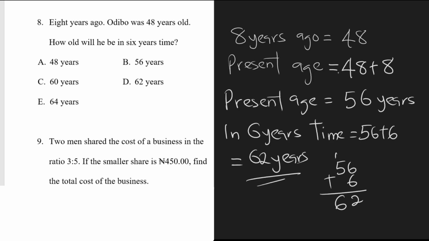So let's check our options. For my option, the answer is D, right? So first add the previous years, which is 8 years, you get his present age, then add the 6 years, which will give us the future age. That means in 6 years' time. So let's see number 9.